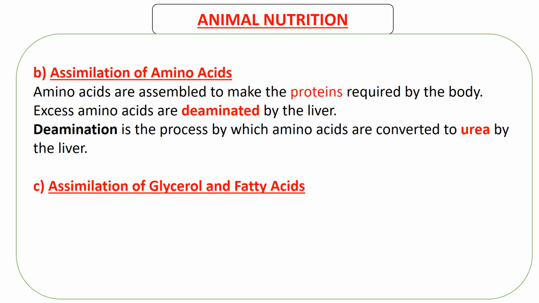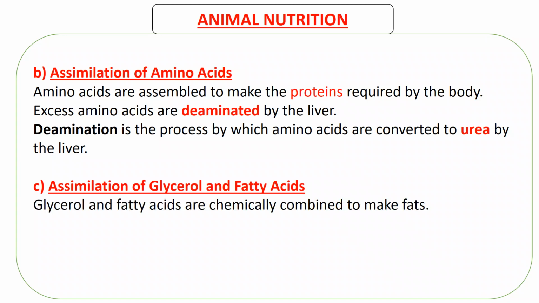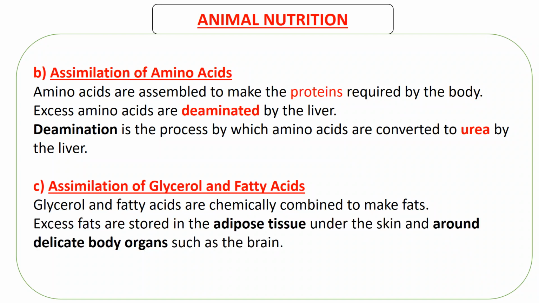Next, we look at glycerol and fatty acids. Just like proteins, they are chemically combined to make fats. Just like what I mentioned about excess glucose that cannot be converted to glycogen, which is stored under the skin in a tissue called adipose tissue, the same is true for fats. Excess fats are stored in the adipose tissue under the skin, and also around delicate body organs such as the brain.